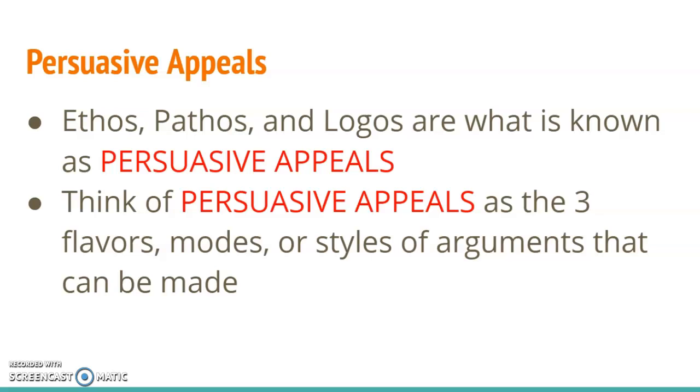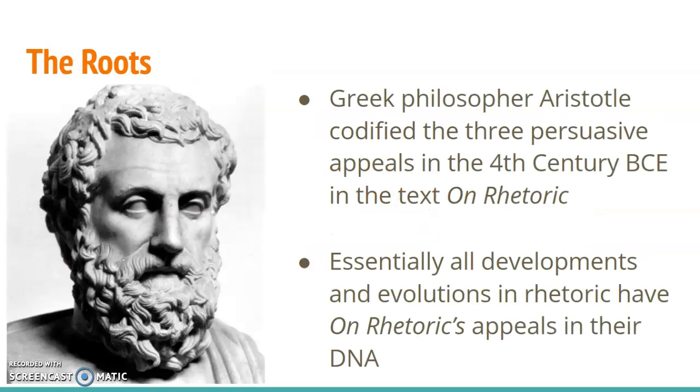So whenever you hear someone talking about a persuasive appeal, they're talking about the flavor or the mode or the style of argument that's being made. All of this comes from the Greek philosopher Aristotle, who made all of these observations thousands of years ago in the 4th century BCE about how people persuaded other people. And he put them down in this book called On Rhetoric.